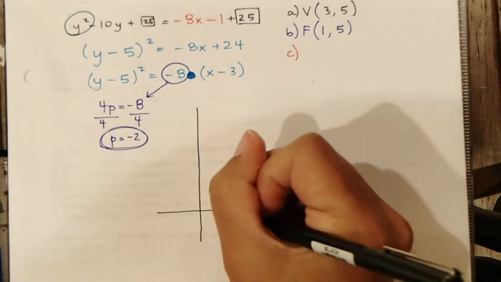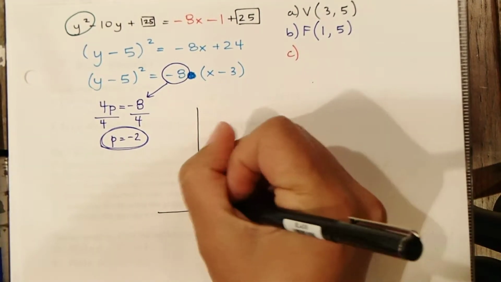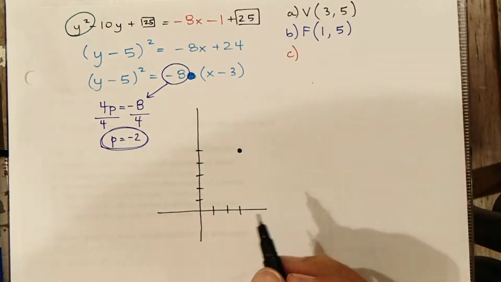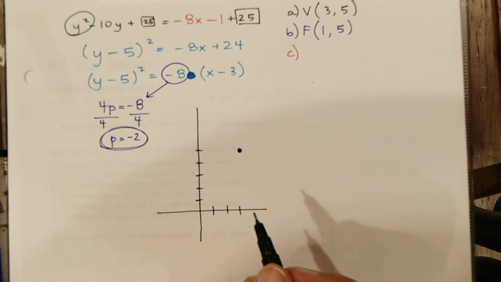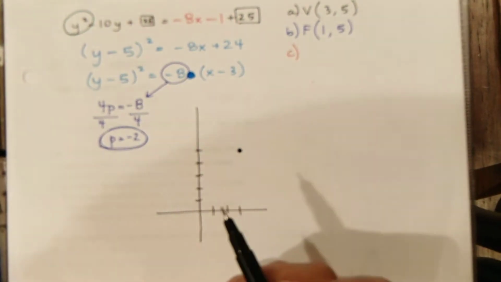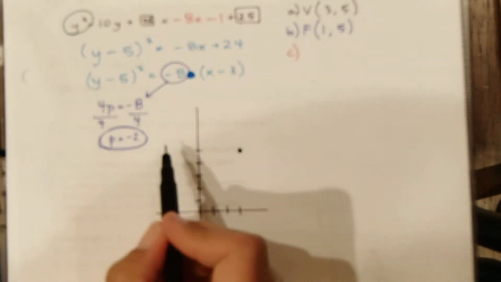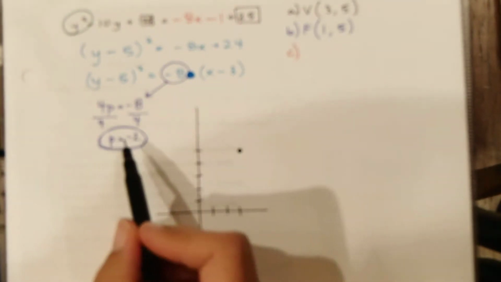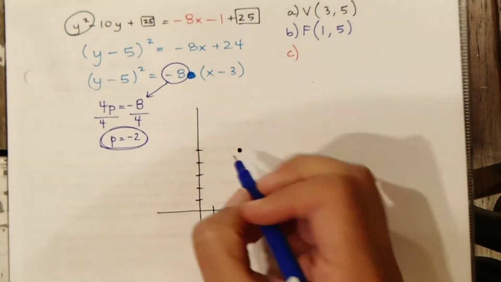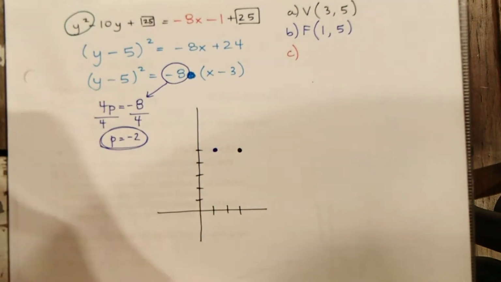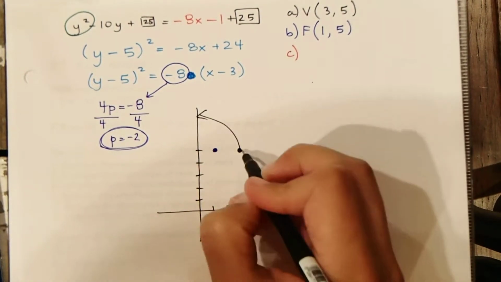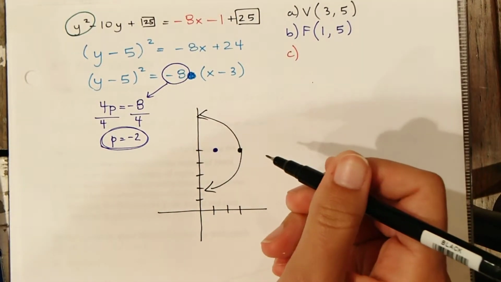Okay, so our vertex is at 1, 2, 3, 1, 2, 3, 4, 5. I'm sorry, our vertex, not our center. All right. This p-value also tells you the distance of the directrix. So we know the focus is 2 away, and the directrix is 2 away. They're always the same distance. So the focus, we know, is at 1, 5. The parabola is going to look something like this. It's opening to the left.